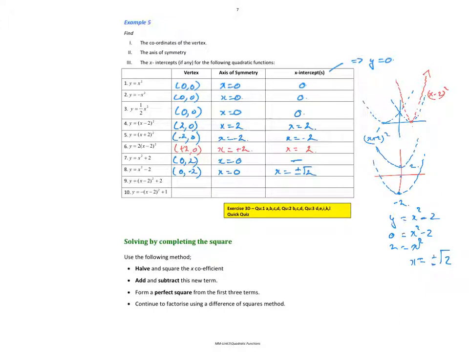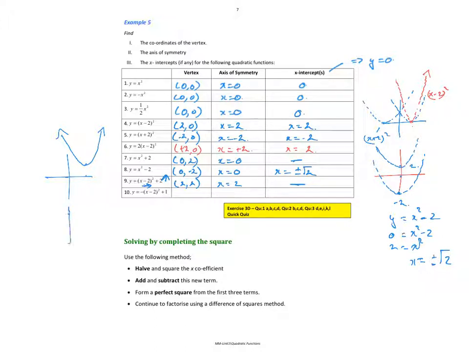Now, number 9, it's got a little bit of both. What's that? That x minus 2 all squared is shifting it to the right 2 units, and the plus 2 shifts it up 2 units. So maybe if we just do a quick sketch, 2 across, 2 up, looks a bit like that. So what's that going to mean? The vertex is at 2 across and 2 up, axis of symmetry at x equal to 2. X-intercepts, I don't have any.